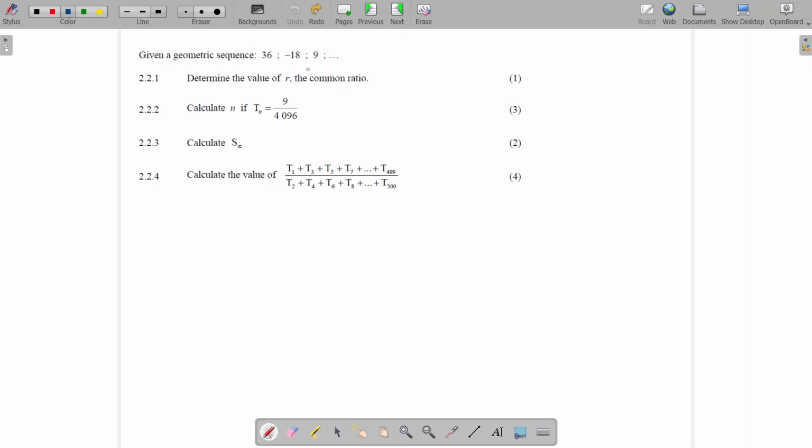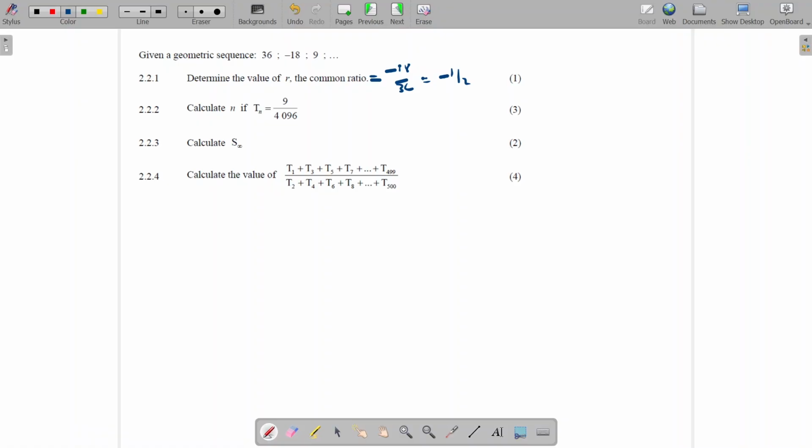Okay, so that would be R equals -18 over 36 equals -1/2. And already thoughts in my head around the fact that this thing is therefore converging. And so surprise, surprise, in 2.2.3, they're asking about sum to infinity. Calculate n if n is that value.